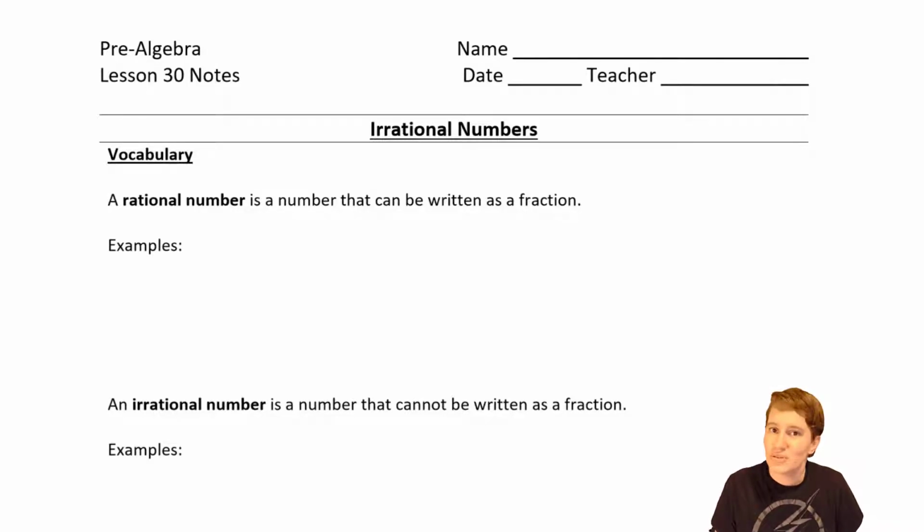Hello and welcome to a new video for Pre-Algebra Math UC. We're on lesson 30, which is the last lesson of the book. So that's exciting. Yeah, we've made it through the whole thing. That's pretty great. This lesson is about irrational numbers.